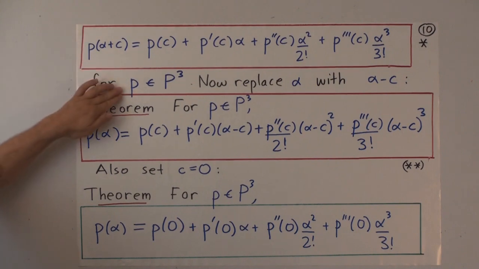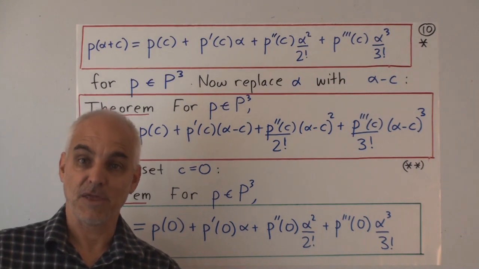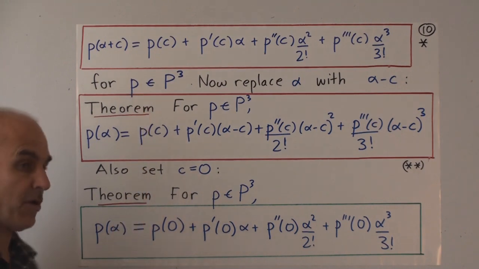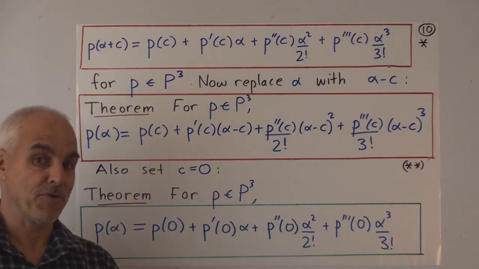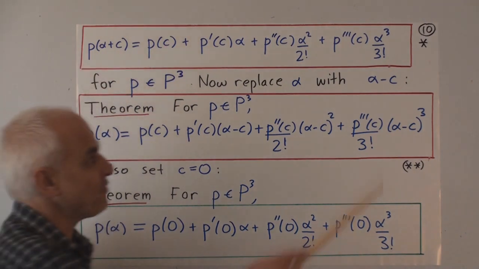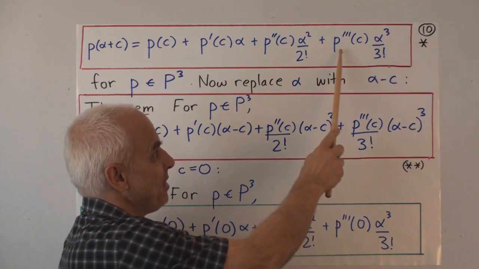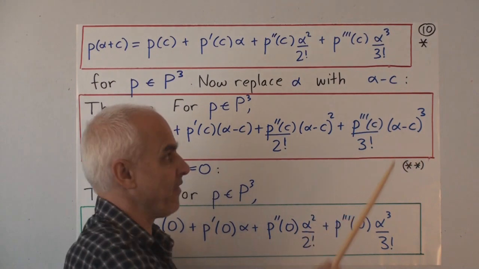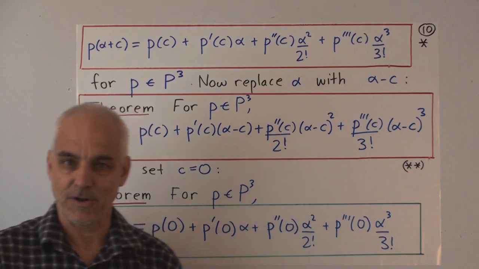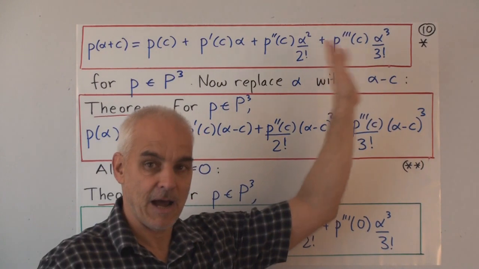Now this formula is valid for a polynomial p in our space P3 of degree 3 or less. It's not a valid formula if you go to a polynomial of higher degree. If we go to a degree 4 polynomial, then you have to modify this in a reasonably obvious way. You have to include one more term of degree 4, which is p fourth derivative of c, the fourth derivative of p evaluated at c, times alpha to the fourth over 4 factorial. And if you go up to degree n, well, then you have to keep on going in the sequence up to degree n.